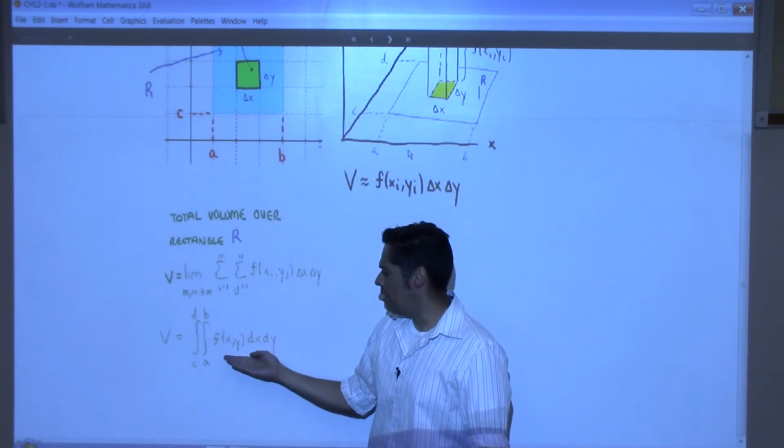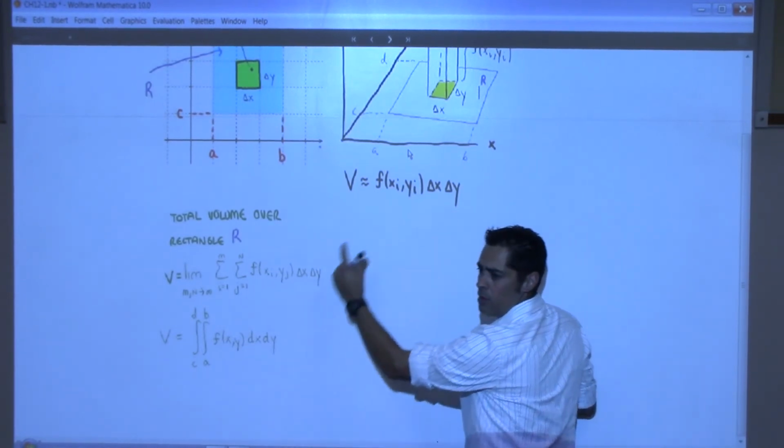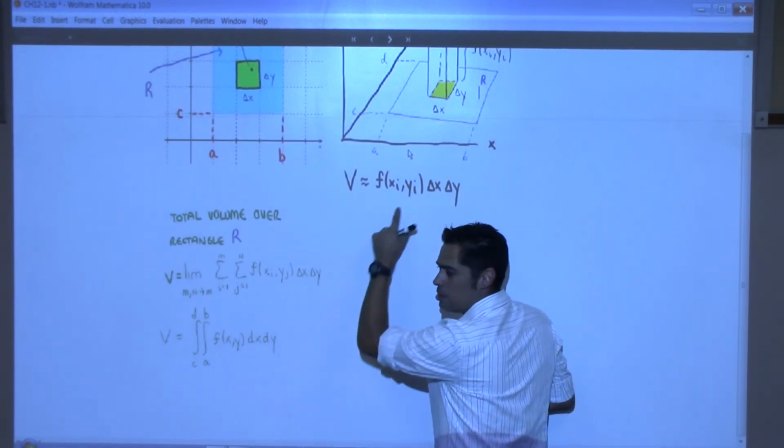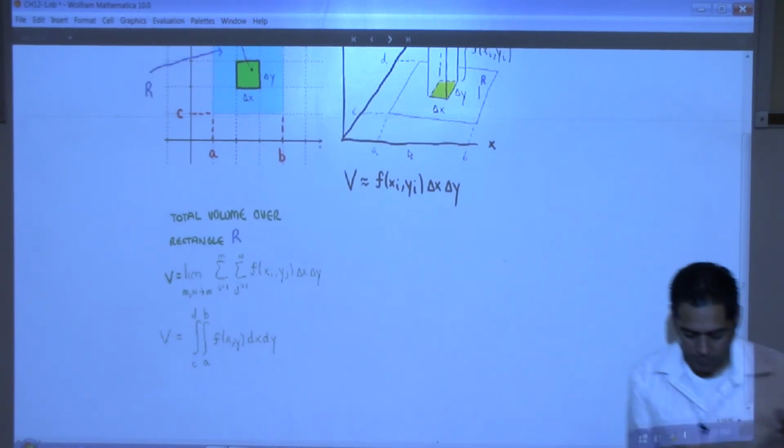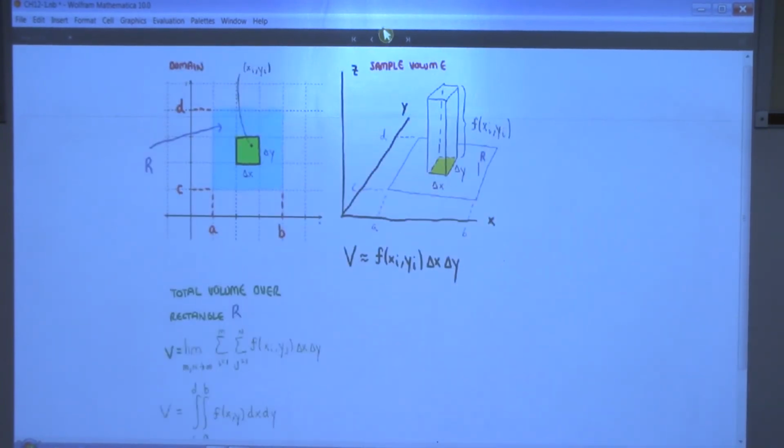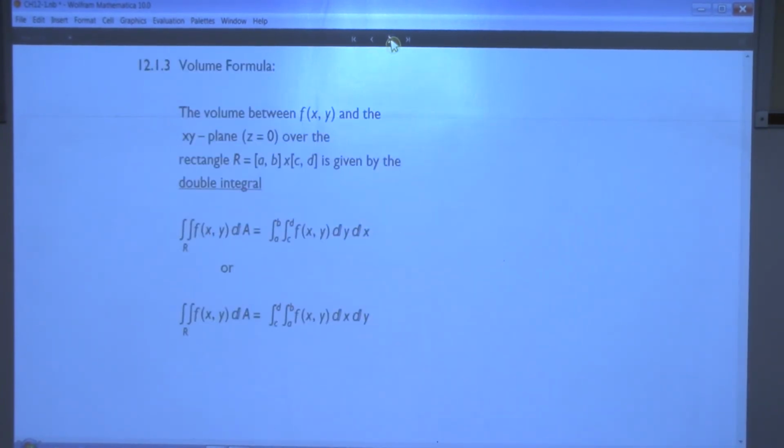And then this right here is this formula converted over. Do y'all see that? And that's it. That's how you find the volume. It's our formula. It's what we're going to use for the rest of this section.